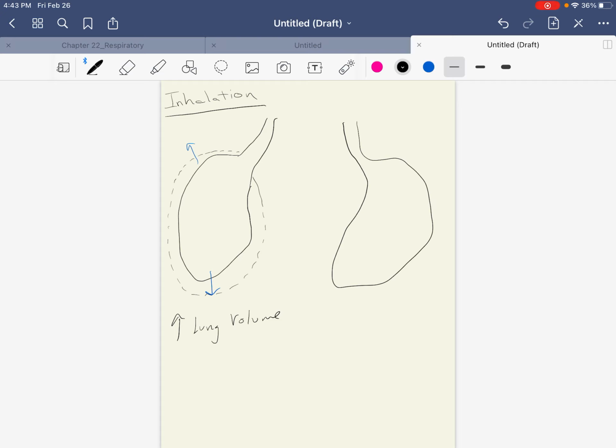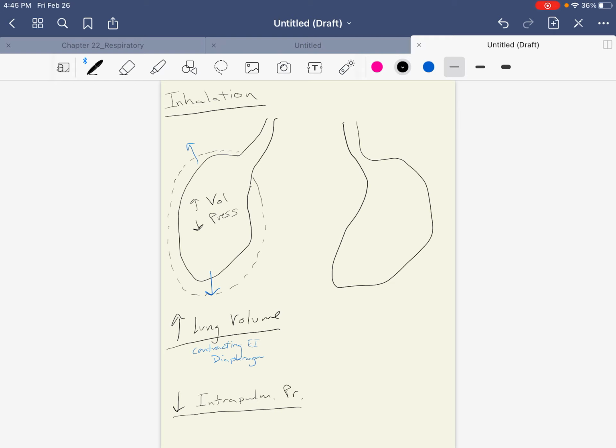Okay, so for inhalation, we increase lung volume by contracting the external intercostals and the diaphragm. Diaphragm pushes down. External intercostals pull the rib cage up. And we know that because of Boyle's law, when volume is increased, what happens to pressure? It goes down. So we have a decrease in intrapulmonary pressure. So we increase the volume, which decreases the pressure. Perfect.